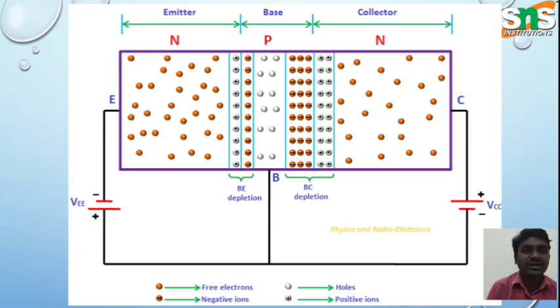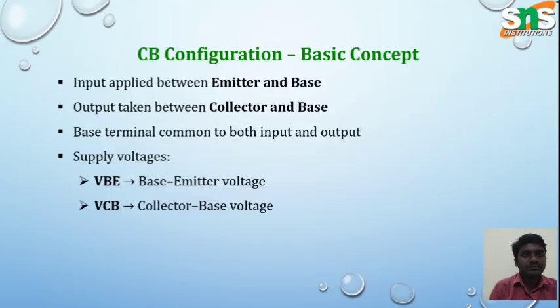So the electrons are moving from emitter to collector through the base. Finally, the current is generated in the collector. This is the inside of the NPN transistor configuration, and this is what we have discussed.